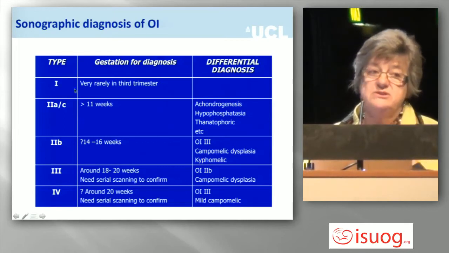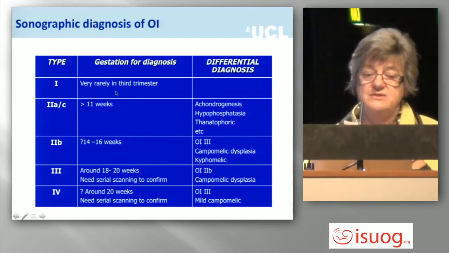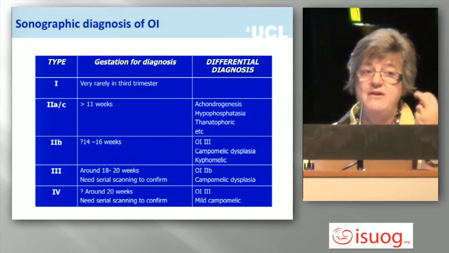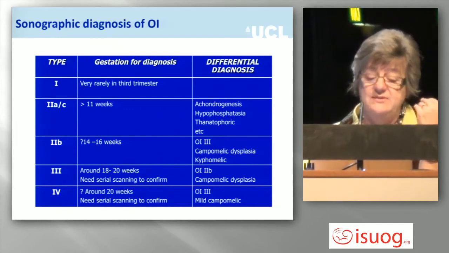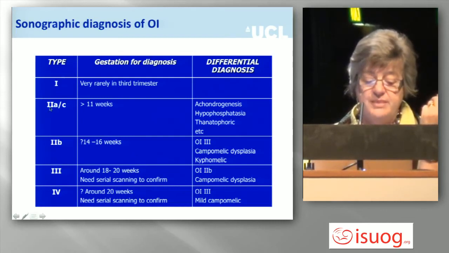Type 1, which is the autosomal dominant type, very rarely presents in the third trimester, if at all. This is the type which usually presents in childhood. Children have blue sclerae and can have variable presentation and variable degrees of fracturing, and there's a 50% offspring risk here, but it's not something you're going to be able to pick up on ultrasound.